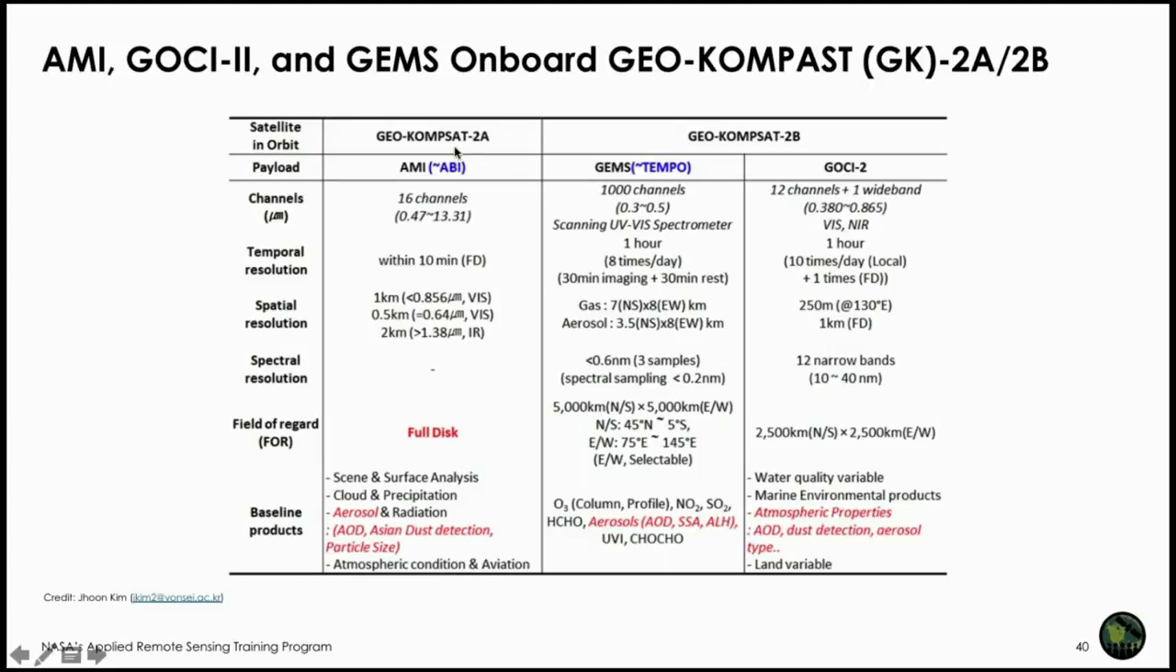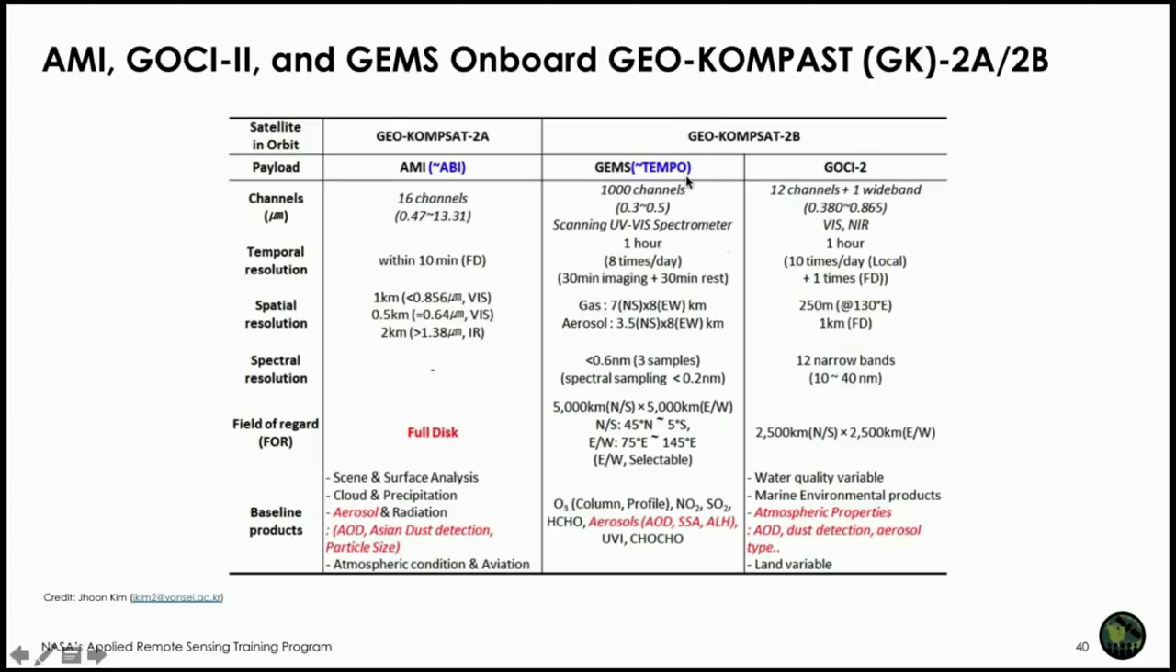GEOCOMSAT 2A will have the AMI, the meteorological sensor. It's very similar to ABI in the previous presentation. So it will provide a full disk image at a 10-minute temporal resolution like HIMAWARI or Fengyun 4 or ABI over the USA. The Korean Space Agency also will have these sensors, so it will provide aerosol optical depth and size information.